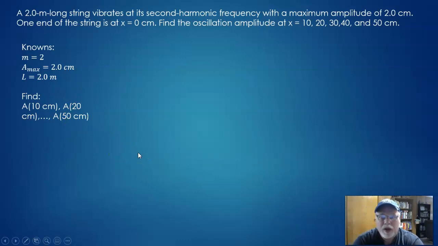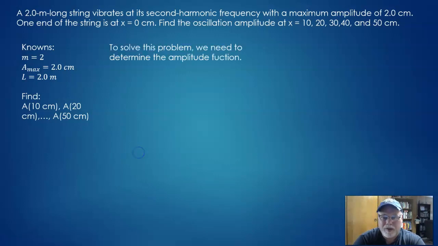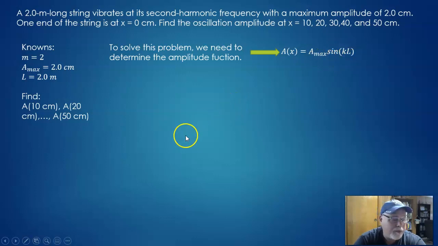Okay? Well, if we want to find an amplitude, that automatically tells us we're going to have to deal with the amplitude function. We need to figure out what that is. And of course, that function has the form A max, which is 2 times the amplitude of the waves, this maximum amplitude times the sine of KL. Or sorry, that should be X. That's a mistake. Do not write L in your notes. Write X right there, okay? So the amplitude function is A max times the sine of KX, okay?